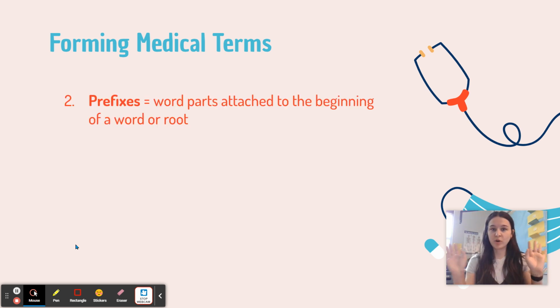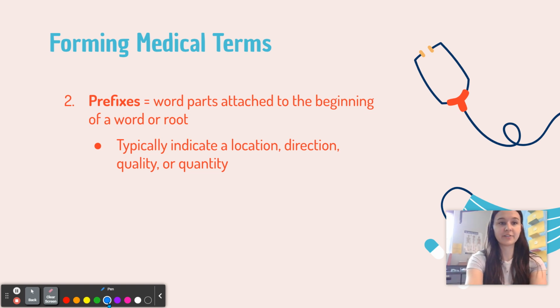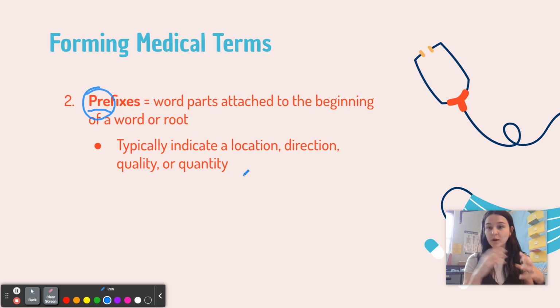We then have word parts that we can put at the front or the back of a word. Our prefixes are word parts attached to the beginning of a word. Usually these help us indicate a location, a direction, a quality, or a quantity. So for example, the word prefix actually has a prefix in it. Pre means before, so our prefix goes before the word root.